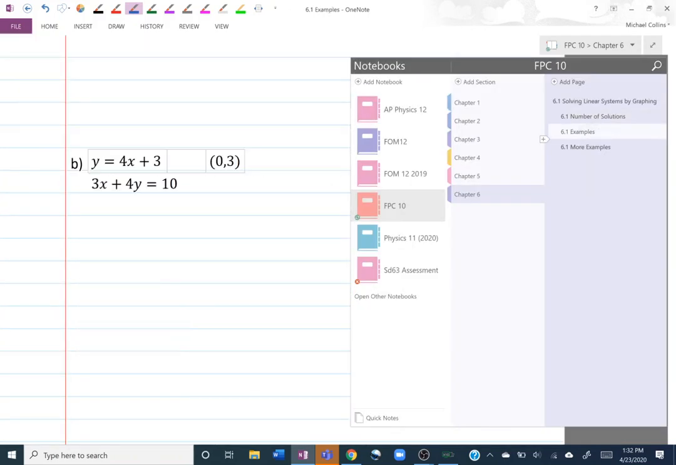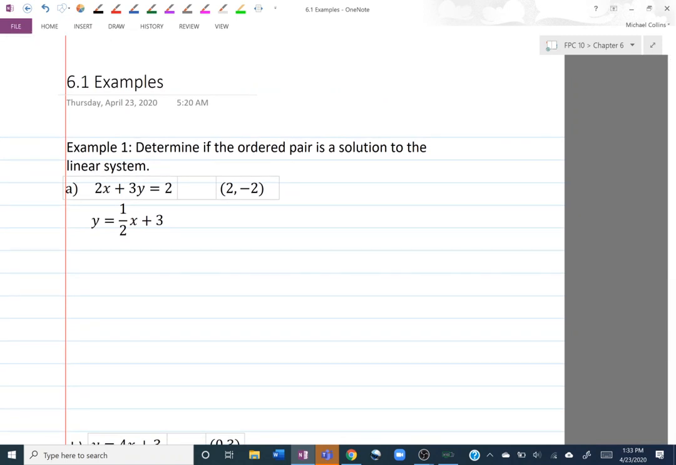Let's look at some examples. Example number 1, determine if the ordered pair is a solution to the linear system. So here we have 2 equations that make up our linear system, and here we have a point. And we want to know if the point works in this linear system. What we're going to do is just plug these points in. Each ordered pair gives an x coordinate first, and then a y coordinate, and those are our 2 variables. And we've been doing this already with our word problems.